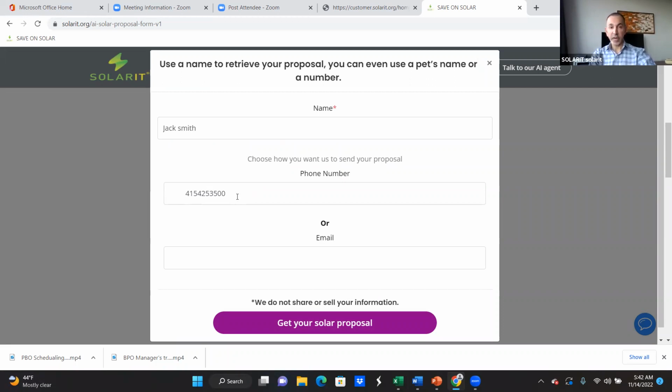So at this point, you have to confirm, Mr. Smith, is this your cell phone number? Because as soon as I click this button, it's going to send you a text message. Within that text message, there is a link that ties into our proposal system and shows you the proposal. So make sure you get the customer's okay to receive a text message and that this is their cell phone number.